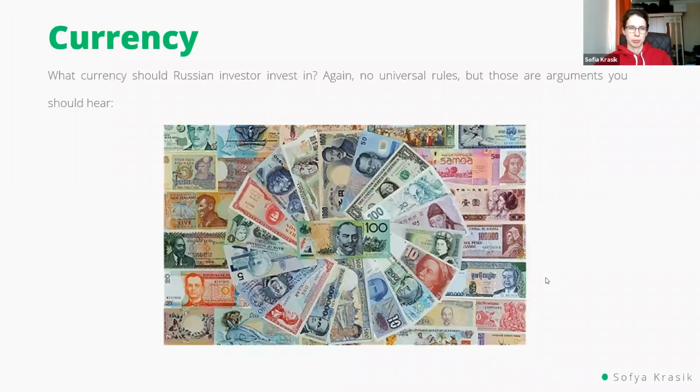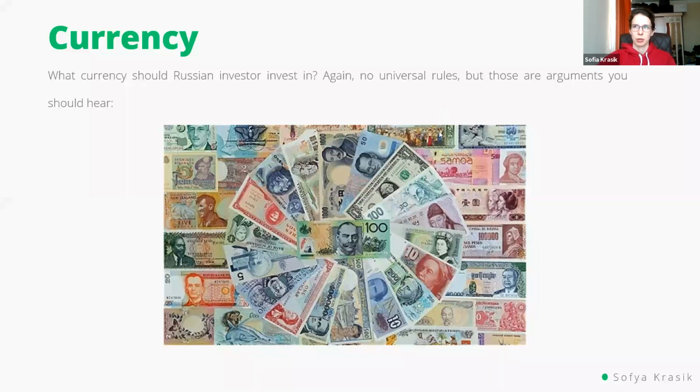So, currency. The question is what currency you should invest in. For example, you live in Russia, right? All your spending seems to be in Russia. This is actually a complicated question, what currency you should keep your assets in, and there could be no universal rules.